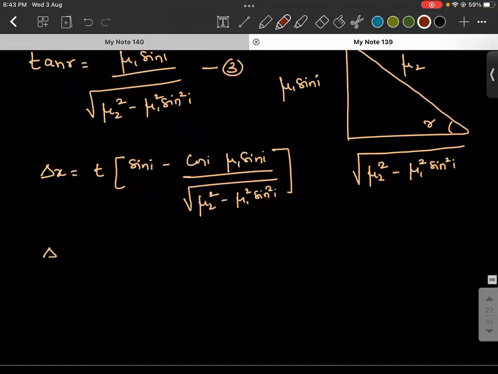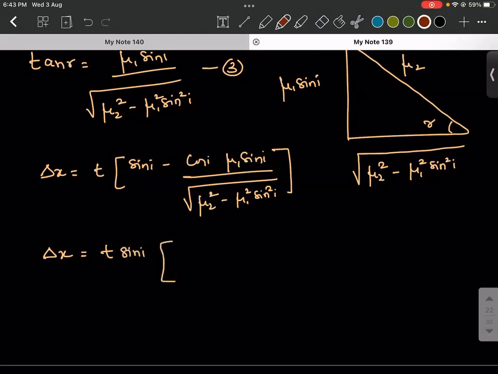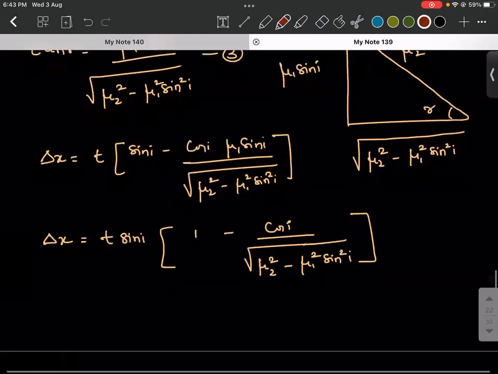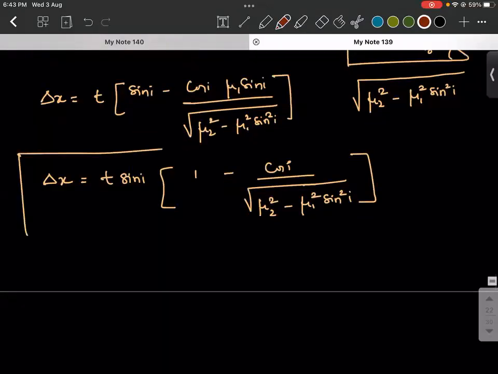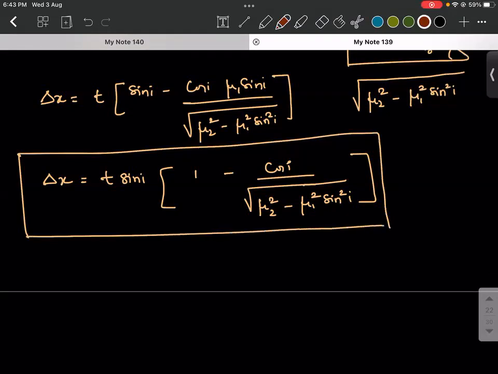So when I do this, I get delta x is equal to t times sin I, taking sin I outside, into 1 minus cos I divided by root of mu2 square minus mu1 square sine square I. And this is going to be the final expression for the lateral displacement, where the outside medium's refractive index is mu1 and the inner medium's, that is the glass slab's refractive index, is mu2, which is the denser medium.